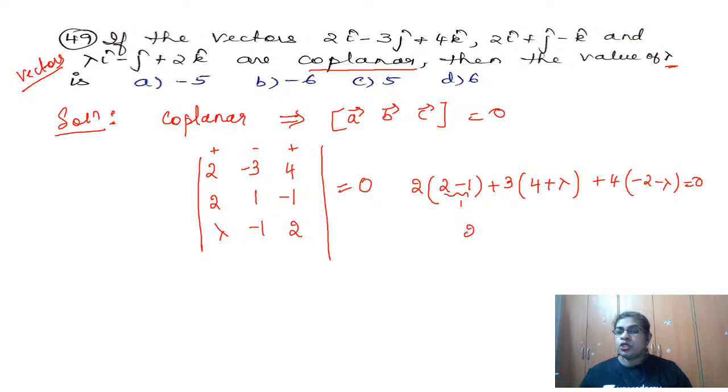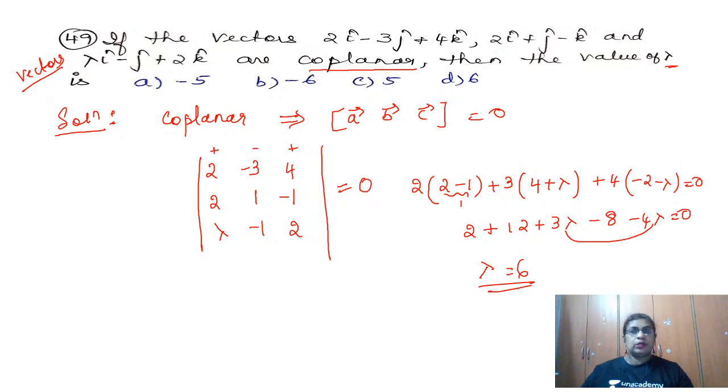1 into 2 is 2. Open the bracket, get the value of lambda. 4 3s are 12 plus 3 lambda minus 8 minus 4 lambda is equal to 0. So group the lambdas together and the numbers together. 3 minus 4 is minus 1. Shift the lambda to the other side. Therefore, lambda is equal to 12 minus 8 plus 4, and you are getting lambda value equal to 6.